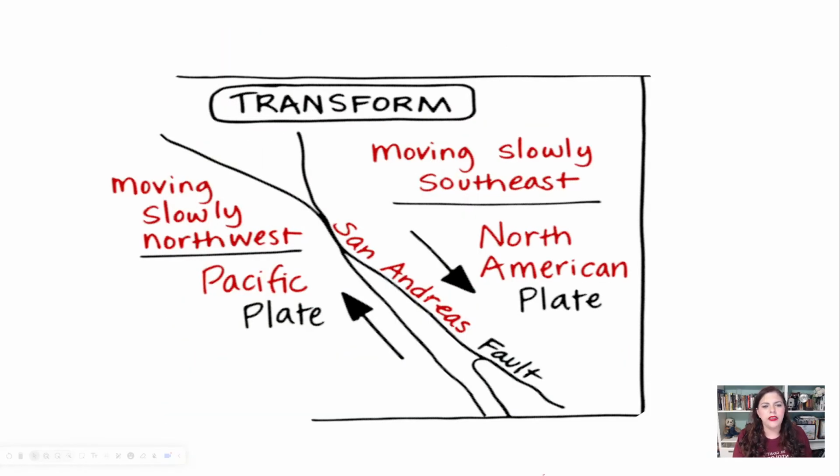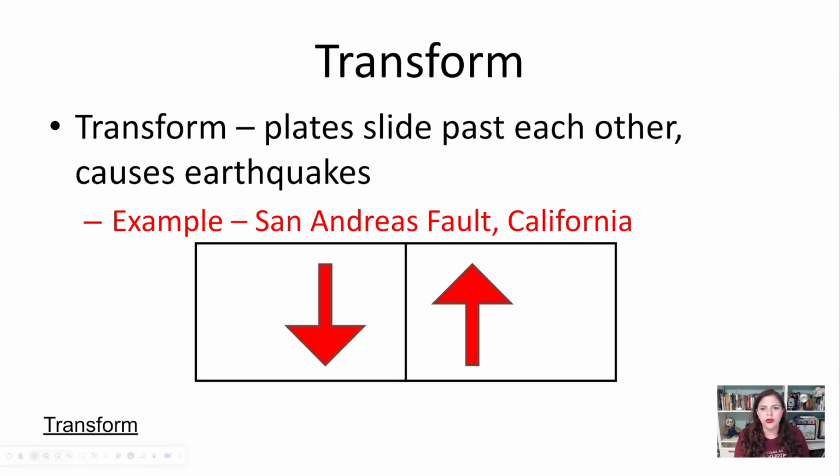Transform plate boundaries are going to be when they're sliding past each other. An example of this is the San Andreas Fault in California, right? And this is what causes earthquakes. So you guys have heard of earthquakes in California, right? This is why they happen. So transform plates are sliding past each other. And I need you to write down the example as being the San Andreas Fault.